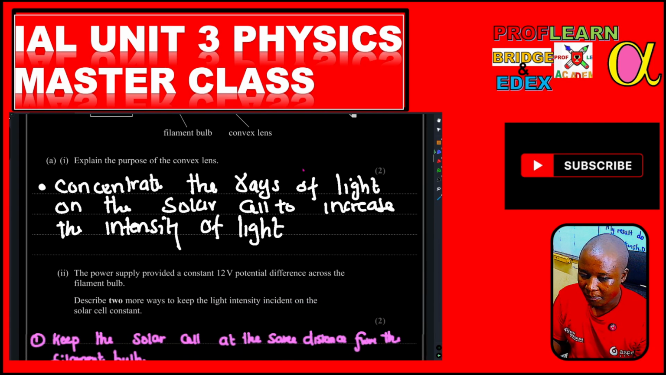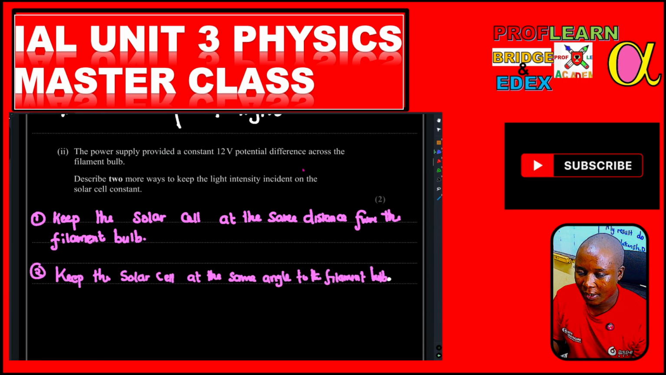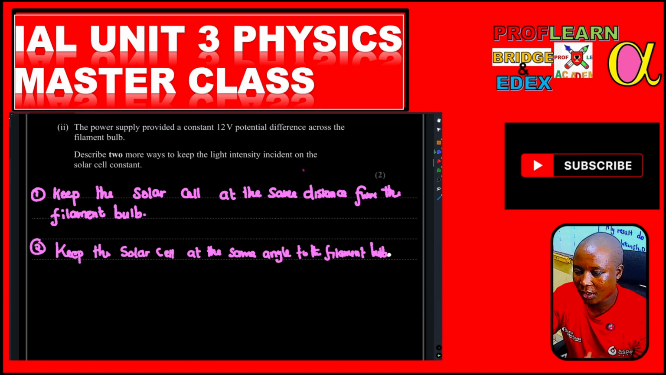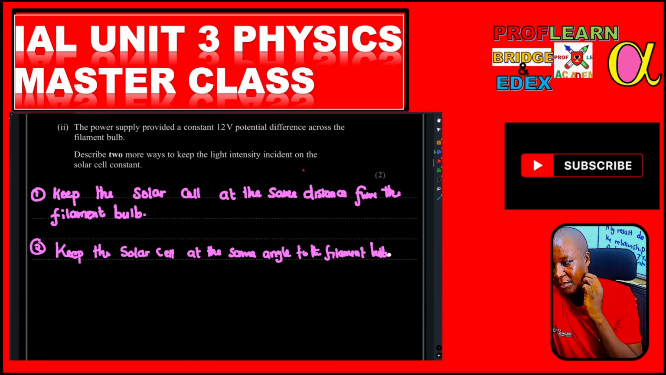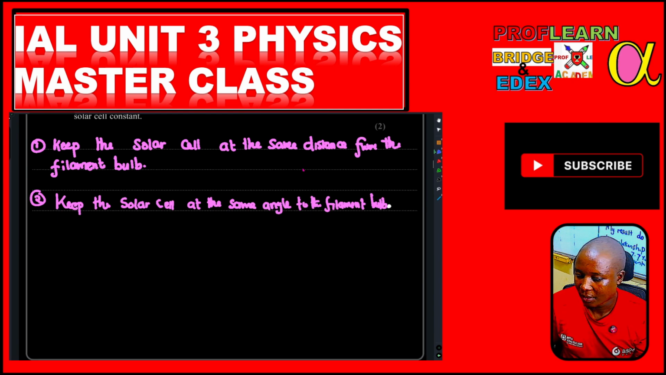Describe two more ways to keep the light intensity incident to the solar cell constant, and I highlighted 2 points: keeping the solar cell at the same distance from the filament lamp, and also keeping the solar cell at the same angle to the filament lamp, so that most of the light is going to be incident.